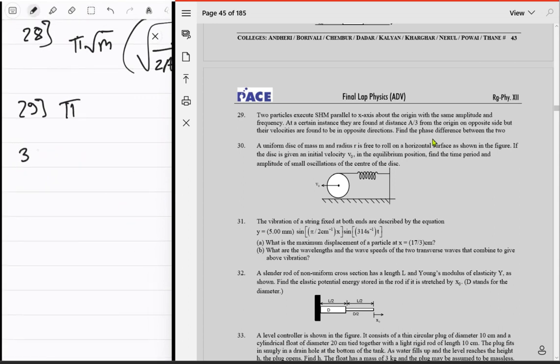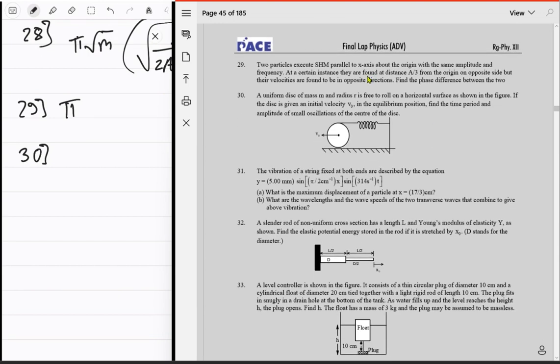Next question, 30. Uniform disk of mass m, radius r, is free to roll on a horizontal surface as shown. If the disk is given an initial velocity v naught in equilibrium position, find the time period and amplitude of small oscillation of the center of the disk. Initial velocity v naught is given, and it is free to roll. At equilibrium, the spring is unstretched. We want to find the amplitude of the small oscillation.